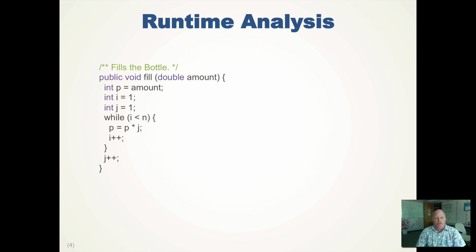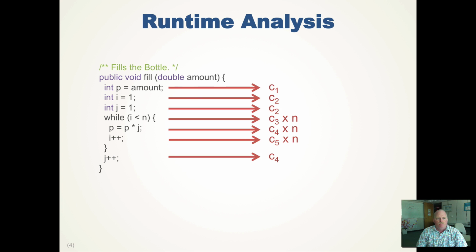So now let's add a little bit of a difference to the code. We added a while loop, and so again we take a look at how long things are going to take. But in this case, notice that the comparison of i less than n is going to take some time, and it's going to happen n times, or n minus 1, but basically n times. And so the multiplication will occur n times, and the increment of i will occur n times.